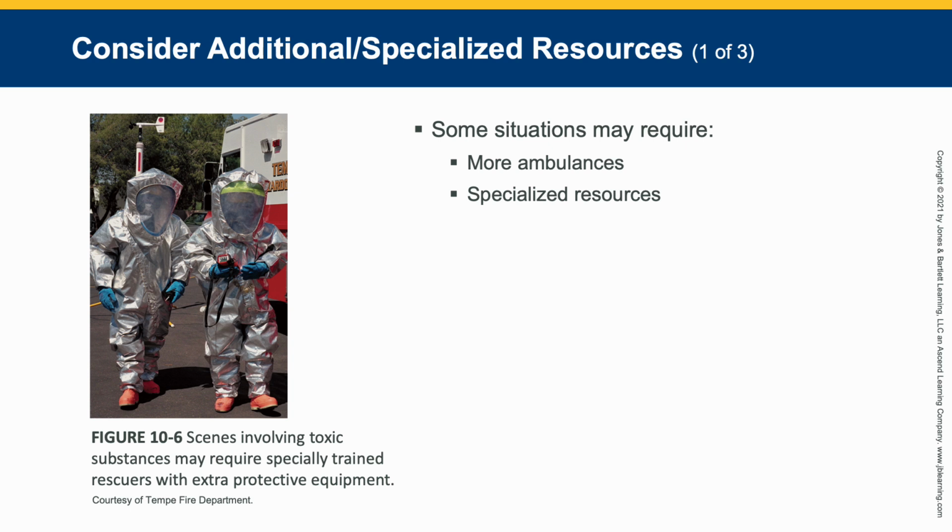So not every situation can be handled by your standard ambulance crew, okay? Some calls actually require additional or specialized resources. Maybe you need more ambulances, or maybe the patient's condition calls for ALS intervention from a paramedic unit. In the more complex incidents, you might need hazmat teams, technical rescue teams, or even air medical transport. Scenes involving water rescue, structural collapse, toxic exposure, those can easily overwhelm a BLS crew.